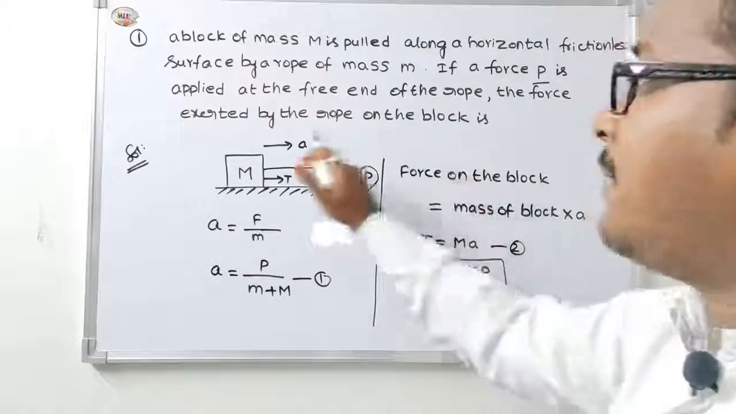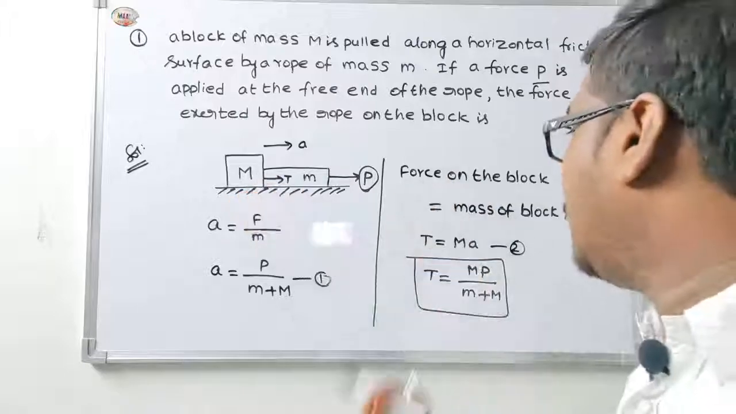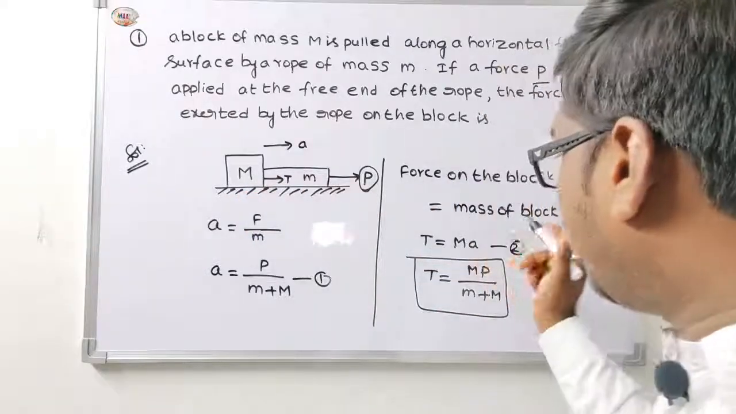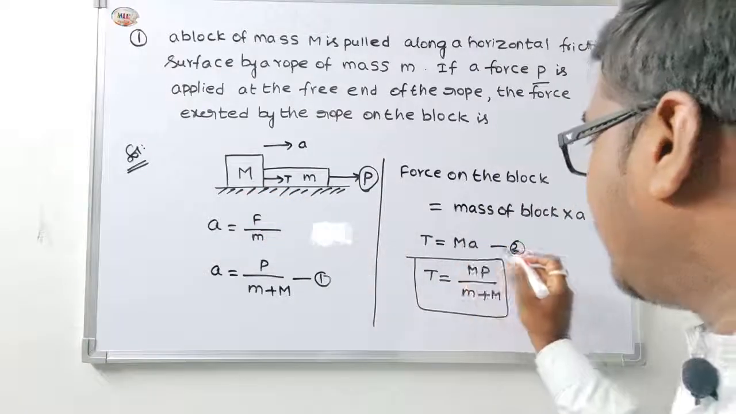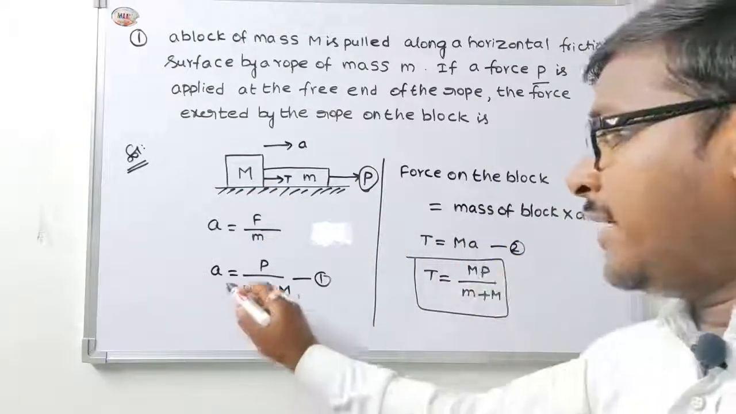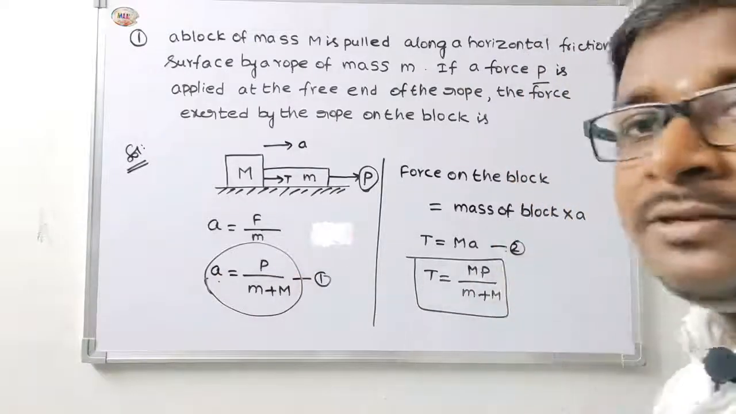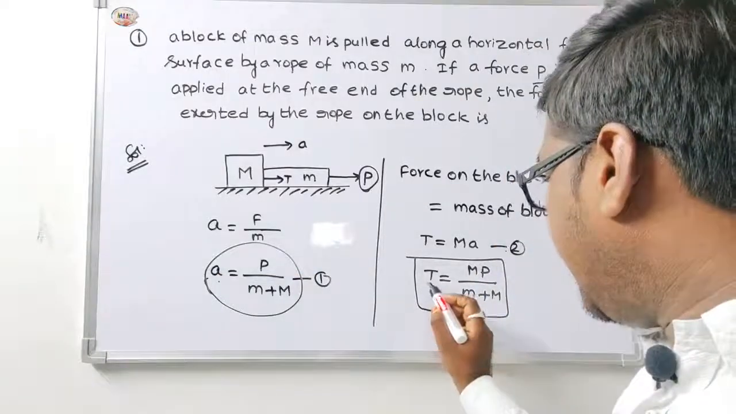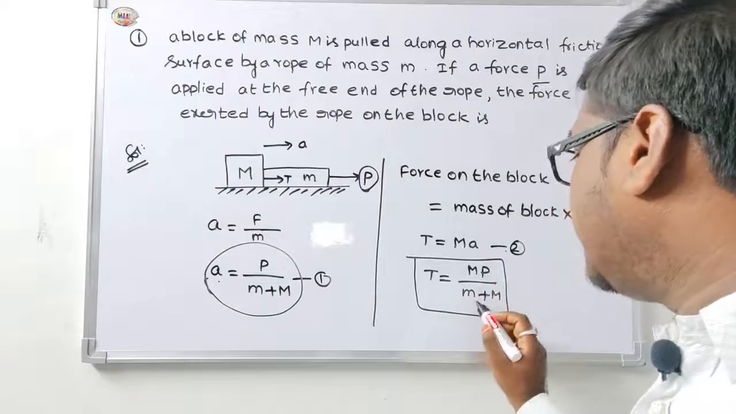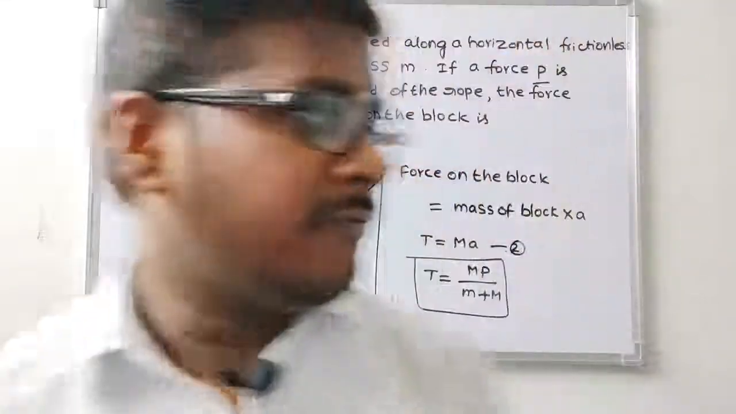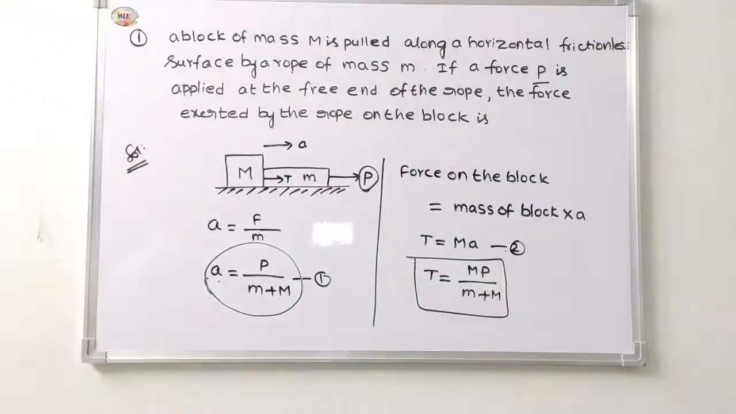The force on the block is equal to the mass of the block, capital M, into acceleration A. This A value is substituted in the second equation. Then T is equal to MP by small m plus capital M. This is the first problem, a very important problem.